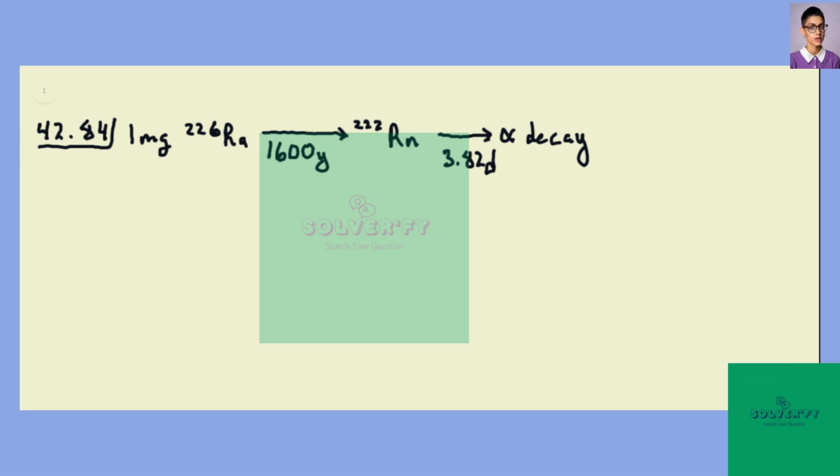.84, we have 1 milligram of radium-226. This has a half-life of 1600 years for decaying into radon-222, which then has a much shorter half-life of about 4 days, where it decays by an alpha emission.